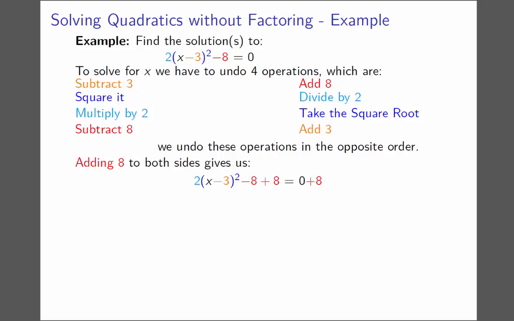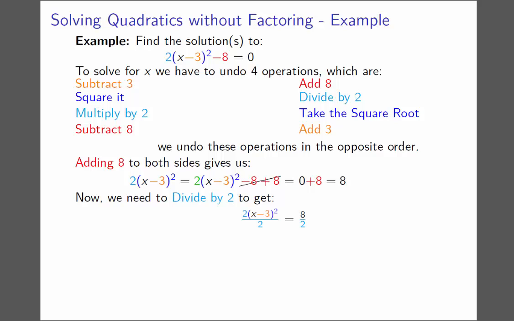This gives us 2 times (x minus 3) squared minus 8 plus 8 equals 0 plus 8, which is 8. And on the left, we have 2 times (x minus 3) squared, because minus 8 plus 8 is 0. Next, we need to divide by 2.